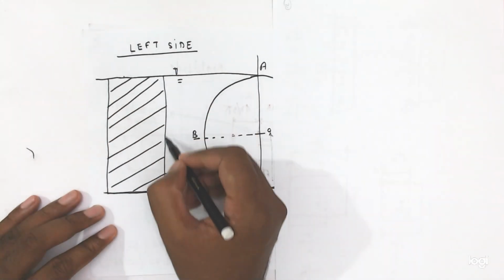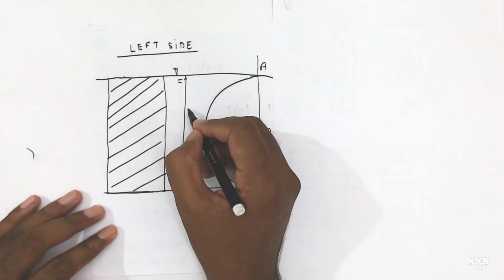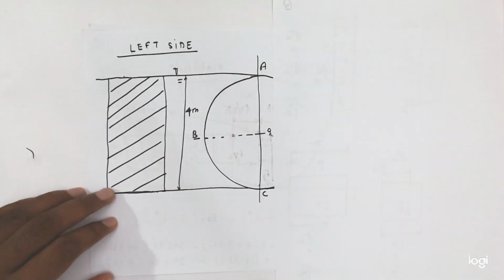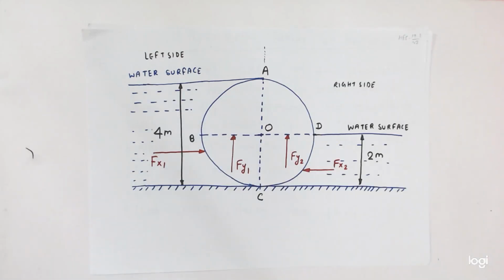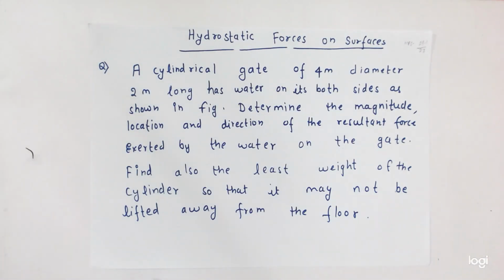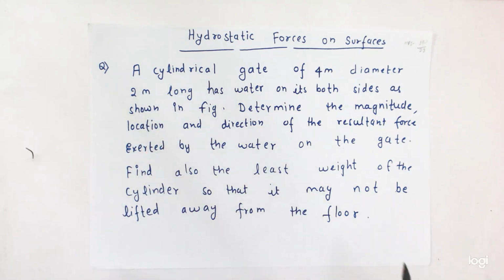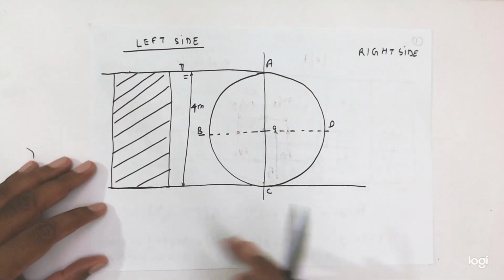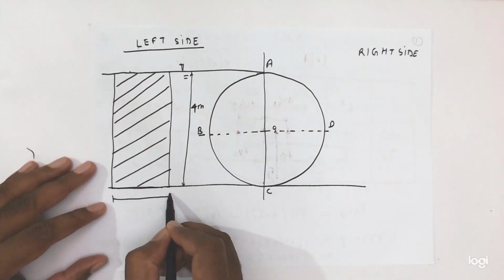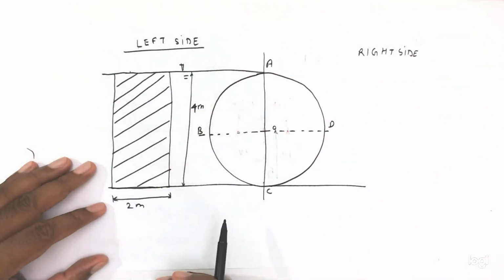So this length is equal to what? This length is equal to 4 meter, or you can say dia equal to 4 meter, and its length is equal to 2 meters. So what happened? This is equal to 2 meter and this dia is equal to 4 meter.